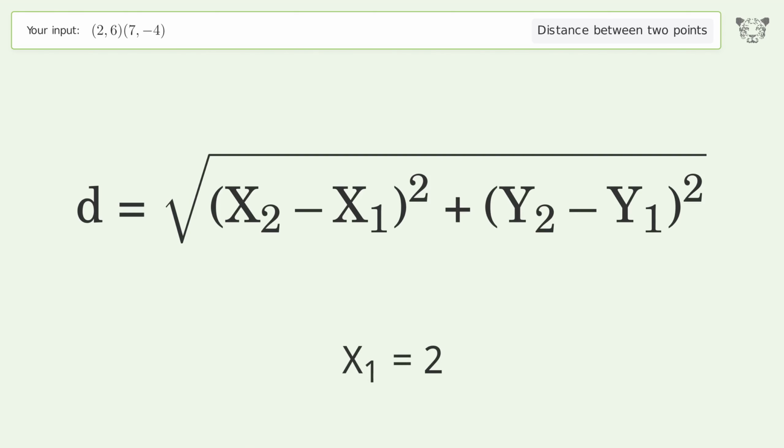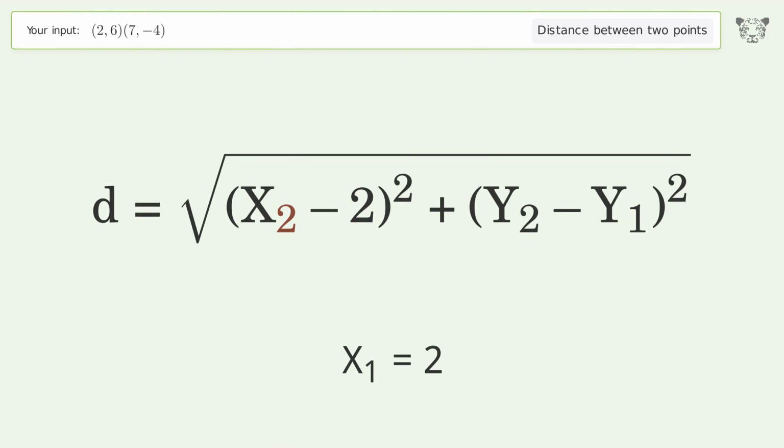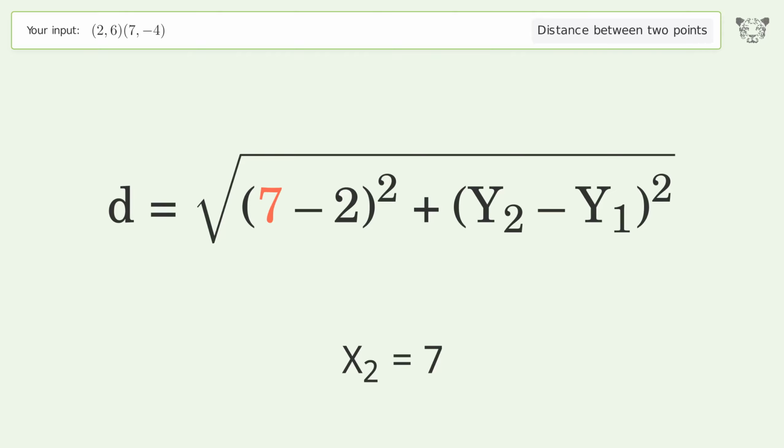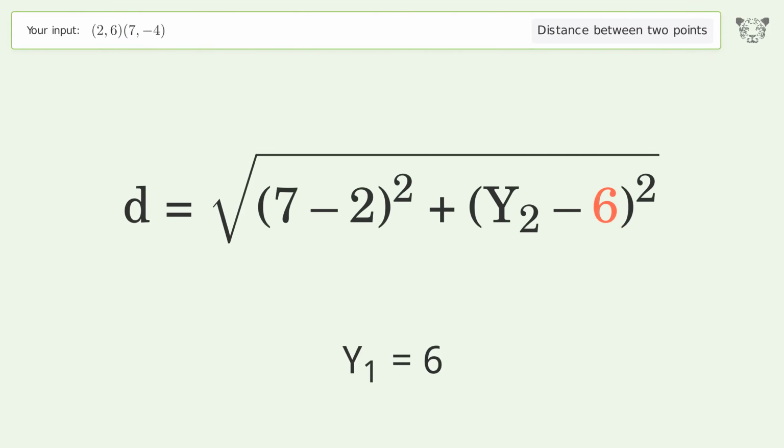x1 equals 2. x2 equals 7. y1 equals 6. y2 equals -4.